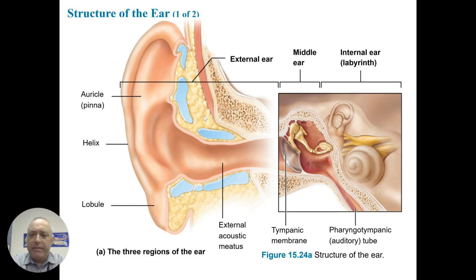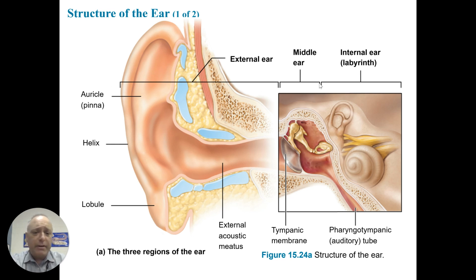Okay, let's take a look at the ear. So the outside of the ear is called the pinna or the auricle. You get your lobule, which is where earrings go. Inside there's an external acoustic meatus. This meatus goes through the skull bone. This is your external ear.